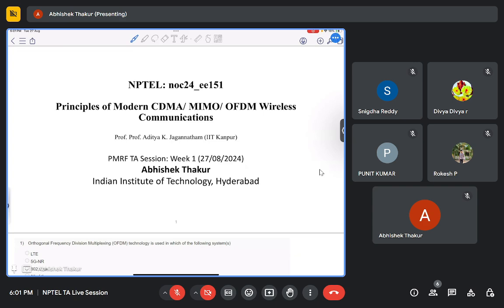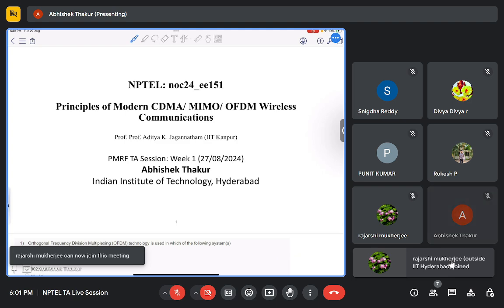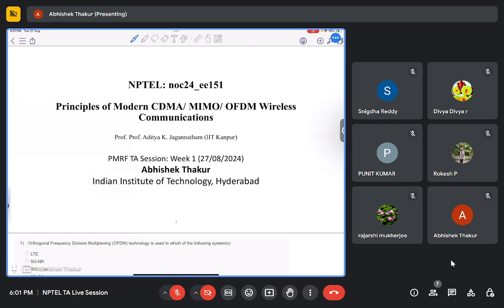So good evening everyone. This is a tutorial session for the course Principles of Modern CDMA MIMO OFDM Wireless Communication, which is taught by Professor Jagannathan from IIT Kanpur. This is the first week, so we will solve some of the basic questions based on week 1, and also see some of the theoretical concepts taught in the week 1 lecture series. This class will be from 6 to 8 p.m., so we will cover both questions and theoretical concepts.